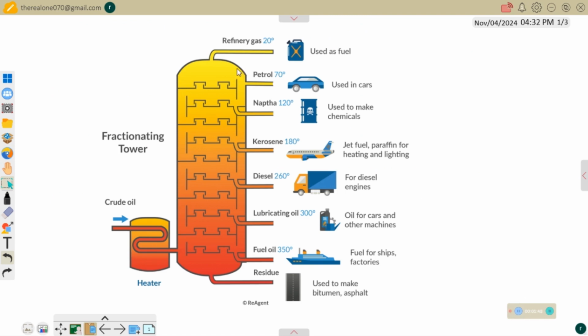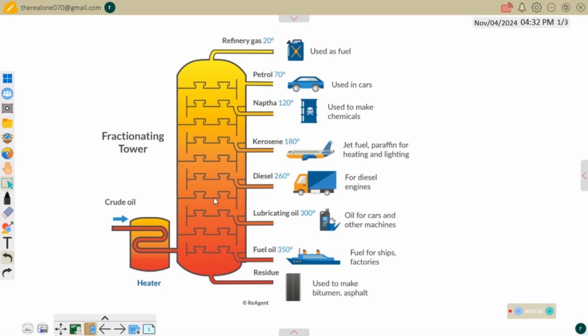So this is how the setup looks. This is a simple setup of fractional distillation. It is used in the refinery and big industries. Here we have the fractionating tower, or we call it the fractionating column. Here we have the inlet of the crude oil. The crude oil will be passed into the fractionating column through this inlet. Then the fractionating column will be heated heavily from the source of heat.